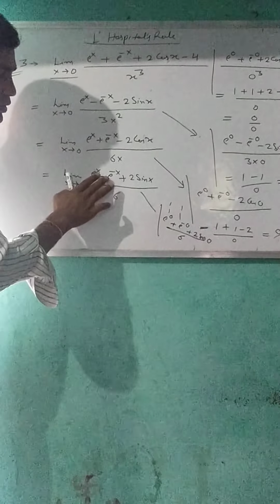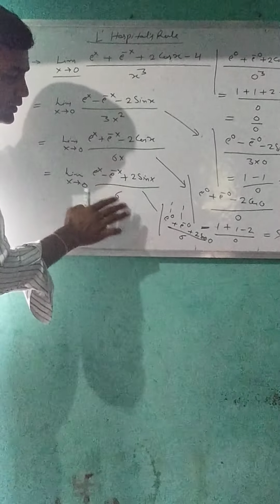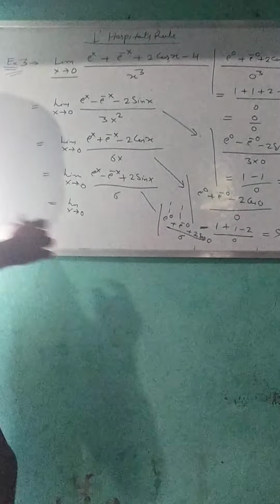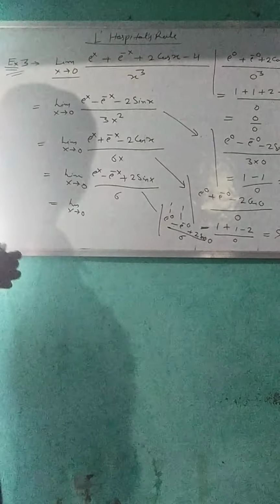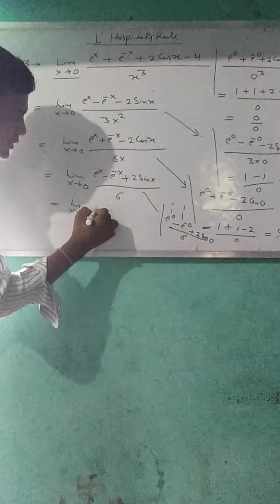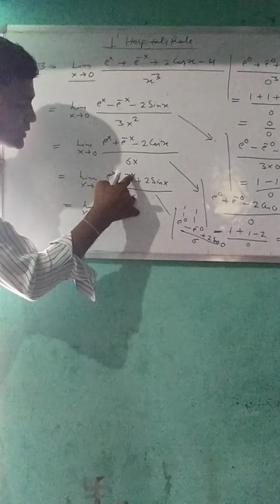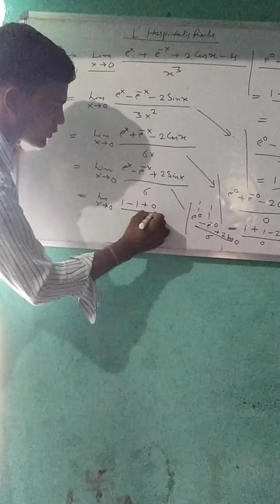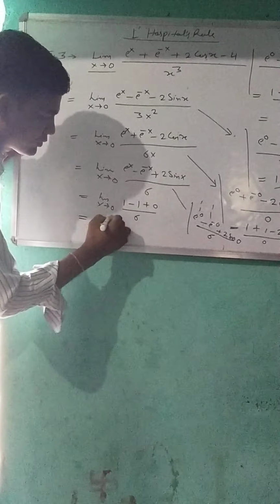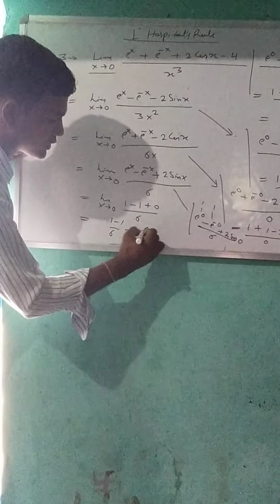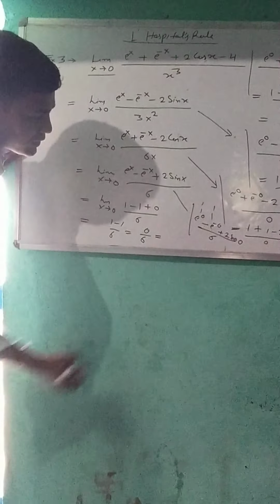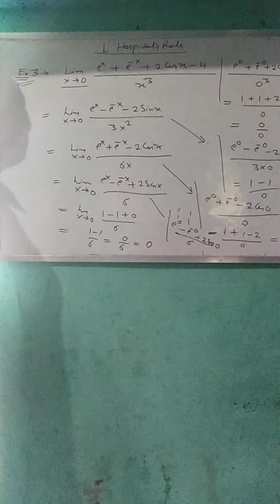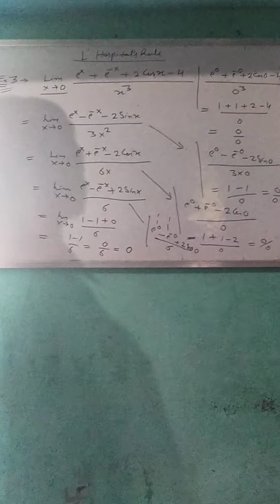Now this is not an indeterminate form, and we find the limit of this function as x tends to 0. E to the power 0 is 1, e to the power minus 0 is 1, and sine 0 is 0, upon 6. So it is 1 minus 1 upon 6, which is 0 upon 6, and 0 upon 6 is equal to 0. The limit of this function is 0. This is the example of L'Hopital rule. Thank you.